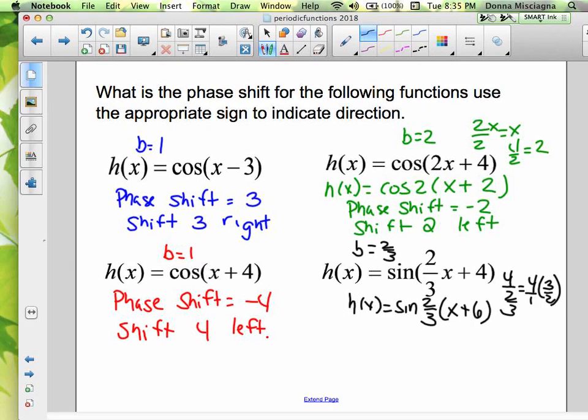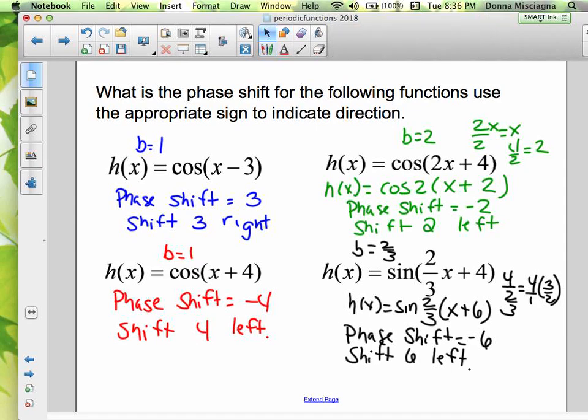All right, so we can say that our phase shift is -6, or shift 6 to the left. You had 3 that were left and 1 that was right. That's all there is to phase shift, and there's nothing more.